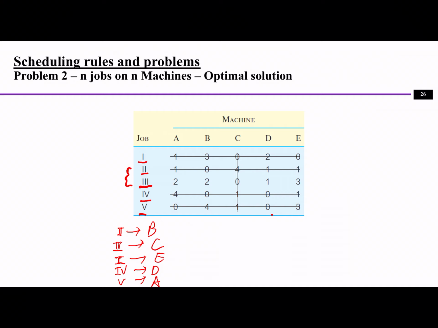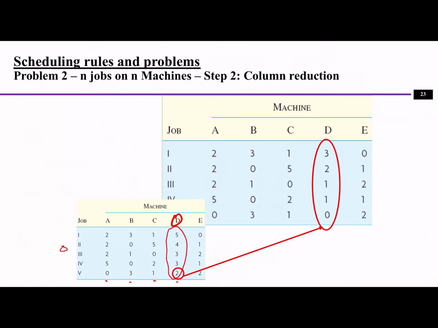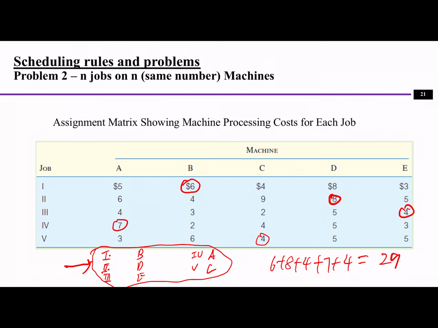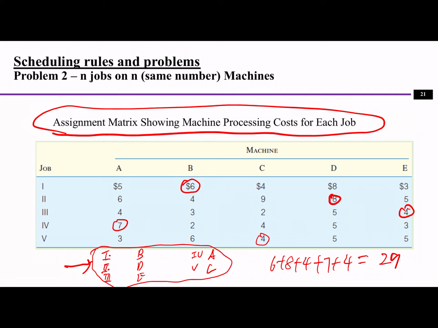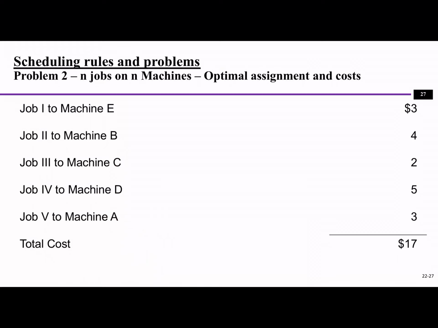Look at the zeros. Where are these zeros for each job? And then find out the solution. Then we go back to our original cost matrix. Do you still remember the original cost matrix? It's the very first matrix with cost numbers. With our optimal solution, our cost is $17.